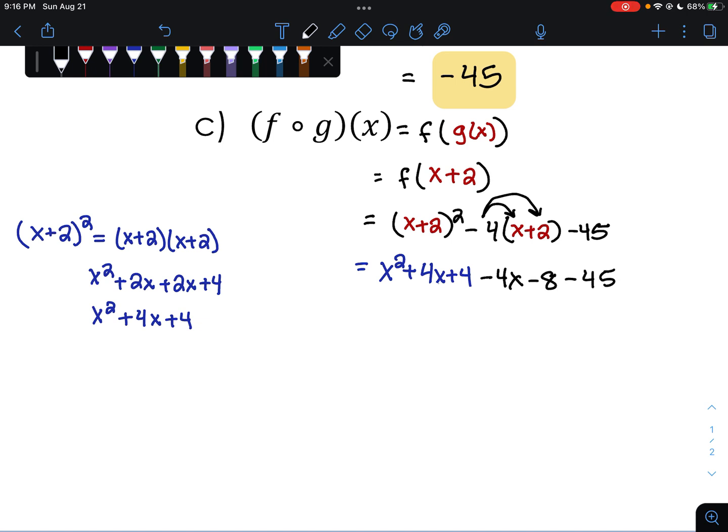I combine my like terms, so there's no other x squared. I combine the 4x and the -4x. Those cancel each other out. And then I combine 4 minus 8, which is -4, minus 45, that is a -49. And that would be it for that one.